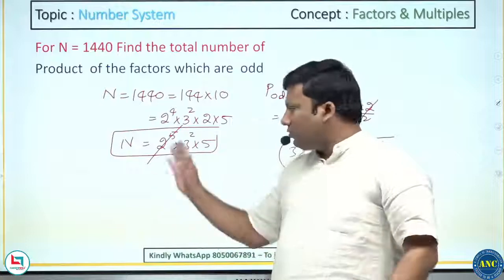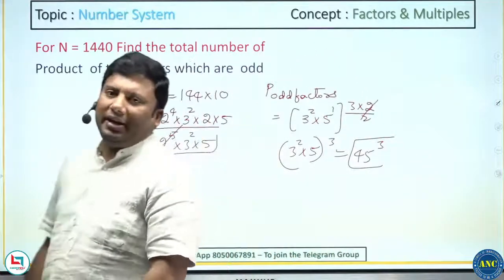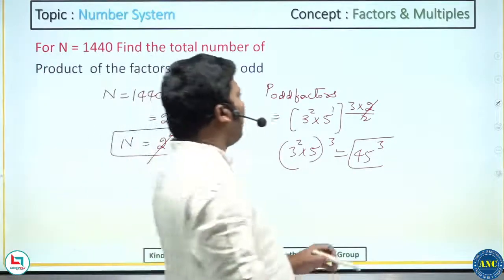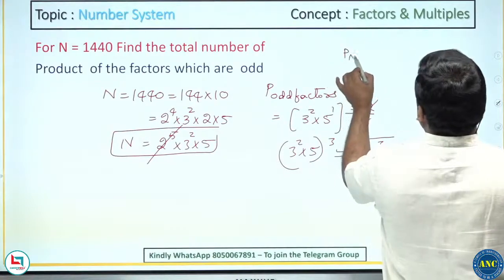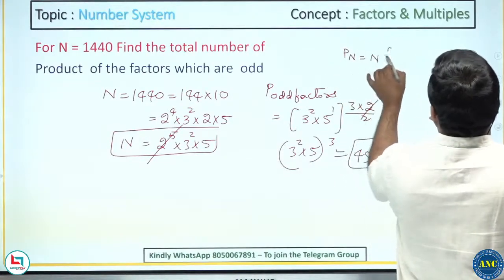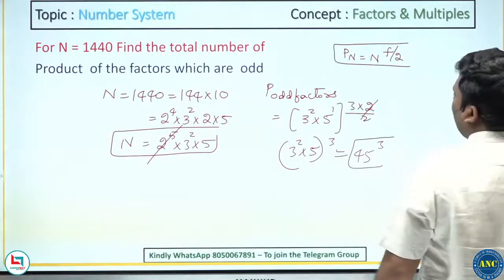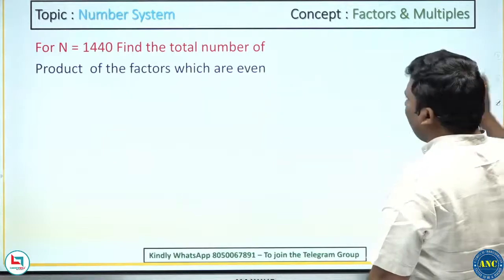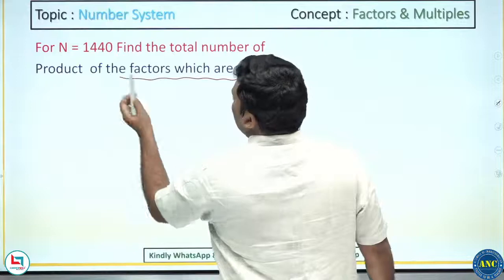Find out the factors which are odd. 2 power 5 is out. Remaining it is 3 square into 5. Number power number of odd factors by 2. Pn is equivalent to n power number of factors by 2. If n is an odd number, power number of odd factors by 2. Now product of factors which are even.